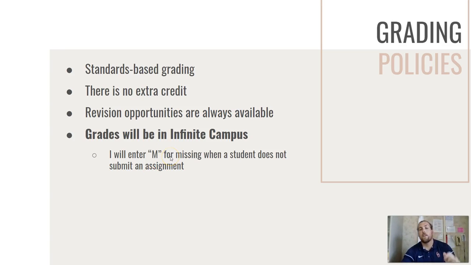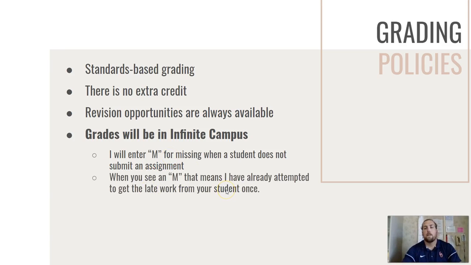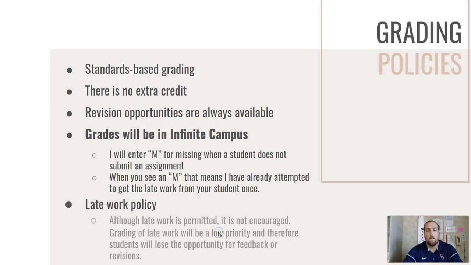And I will enter M for missing when a student does not submit an assignment. And when you see an M, that means I've already attempted to get late work from your student once, and I still have not gotten it, and I've given them warnings. And the late work policy is, although late work is permitted, it is not encouraged. Grading of late work will be a low priority, and therefore students will lose the opportunity for feedback or revisions. They have a week to turn something in to get full credit unless there are outstanding circumstances that they communicate, and I will give them extra time. But after a week, it does go down to 50% of the grade.